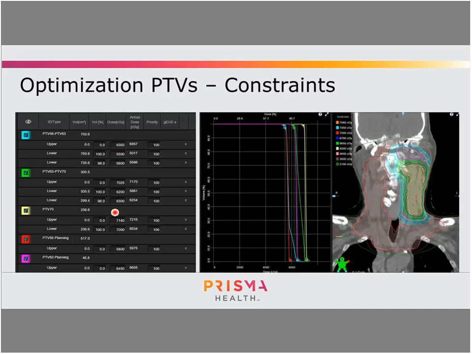And so this green one here is the actual PTV. So like I said, you really need a lower constraint on that to make sure that you're going to have full coverage. Because if you just put a lower constraint on this planning PTV, you could have a fall off in dose between the two structures. And then on this PTV planning, you can put a very tight dose fall off on it.